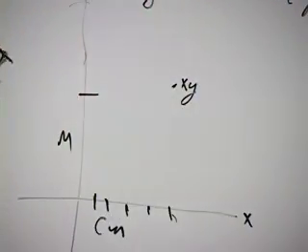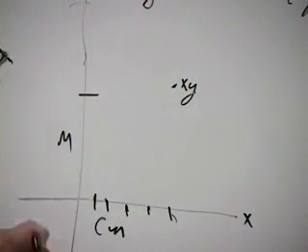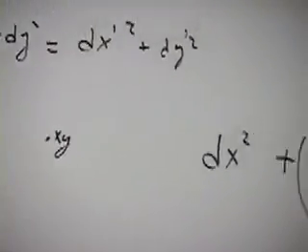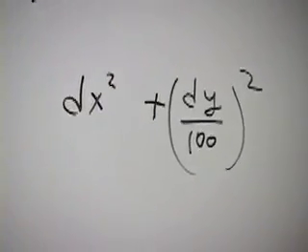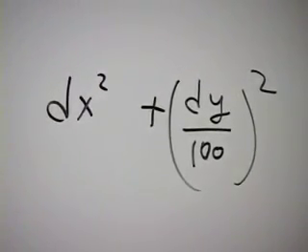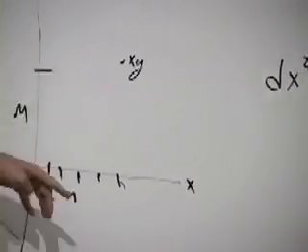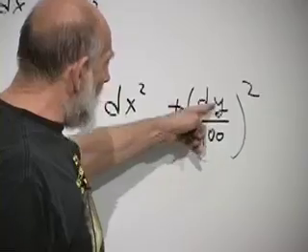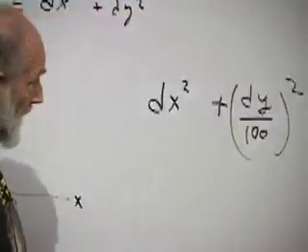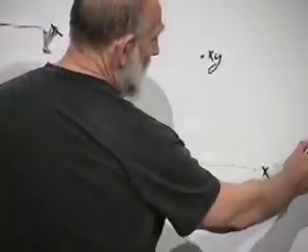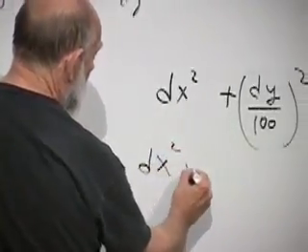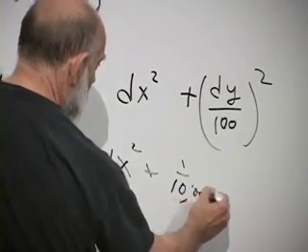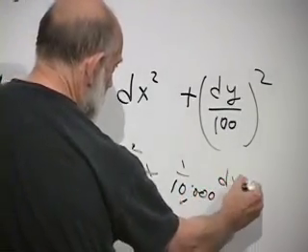Why over 100? Well, it's obvious that if you use the same unit for y as for x, and you're measuring things in centimeters, then it would be dx squared plus dy squared. But if I use meters for the vertical axis here, and I want to get back to centimeters, I better divide the y component of vectors by 100. All right, so we could rewrite this then. It's dx squared plus 1 over 100 squared, 1 over 10,000 dy squared.